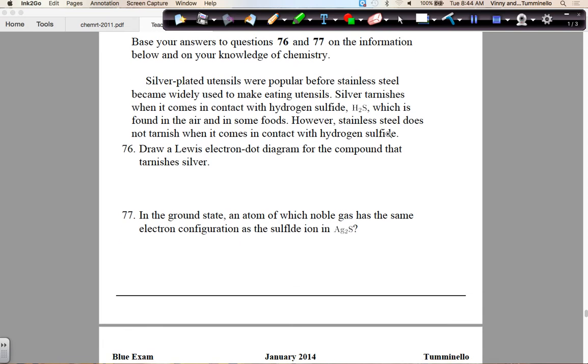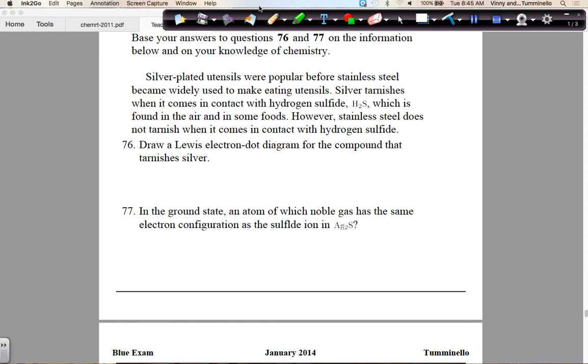For 76 and 77, it says silver-plated utensils were popular before stainless steel became widely used to make eating utensils. Silver tarnishes when it comes in contact with hydrogen sulfide, which is found in the air and in some foods. However, stainless steel does not tarnish when it comes in contact with hydrogen sulfide. Draw an electron dot diagram for the compound that tarnishes silver. Sulfur has the same number of valence electrons as oxygen. So H2S will have the same or very similar structure as H2O with the S in the oxygen's place.